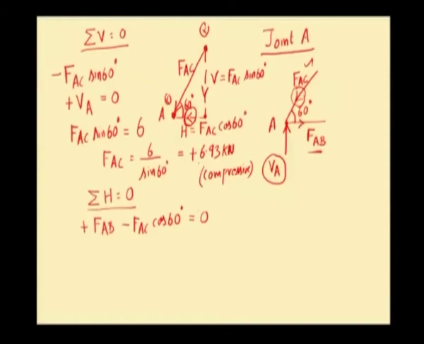Already we have determined the value of FAC as 6.93 kilonewton. Substituting the value of FAC in the above equation, we can get the value of FAB as 3.46 kilonewton. Once again, if you see the sign for FAB, it comes as positive, which means that our assumed nature of force for the member AB, which is tensile, is also correct. So, FAB is 3.46 kilonewton in magnitude and the nature of this force is tensile.